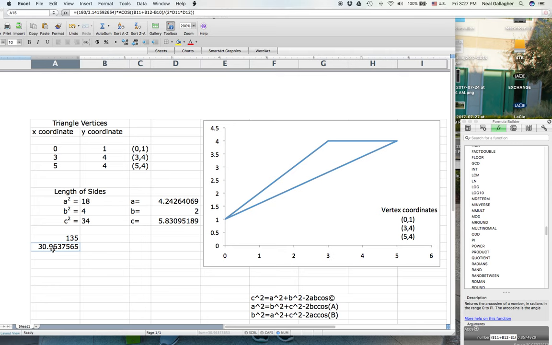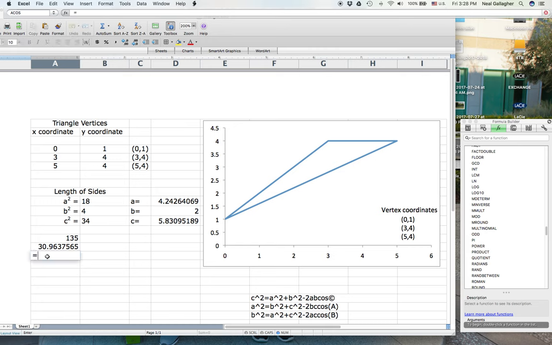Now I have my last formula, which goes in here. I want to be computing for cosine B. So I do A squared plus C squared minus B squared. So this is equal to A squared. Let me put it in parentheses.